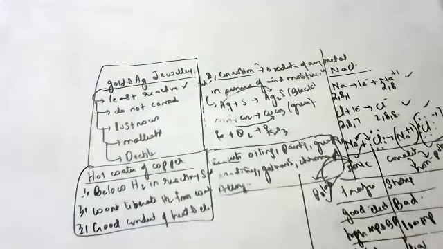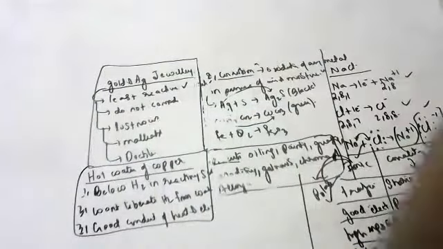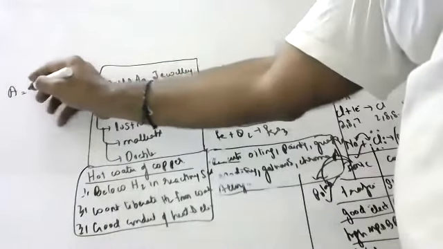Children, if you know the answer, let me know. A non-metal A, the largest constituent of A. Can anyone tell what is the largest constituent of A?